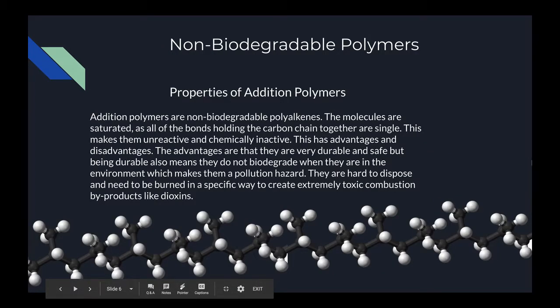Non-biodegradable polymers. Properties of addition polymers. Addition polymers are non-biodegradable polyalkenes. The molecules are saturated as all of the bonds holding the carbon chain together are single. This makes them unreactive and chemically inactive. This has advantages and disadvantages.